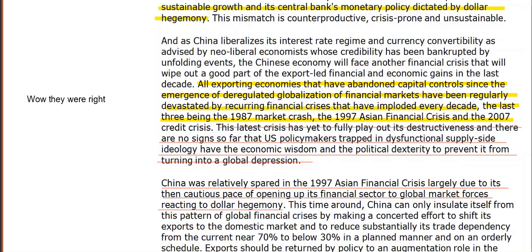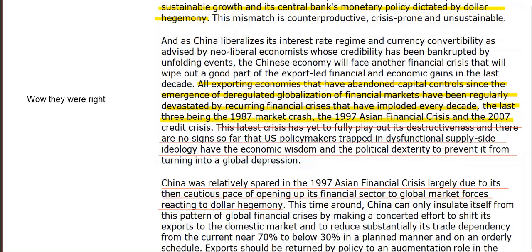All exporting economies that have abandoned capital control since the emergence of deregulated globalization of financial markets have been regularly devastated by recurring financial crises that have imploded every decade. The last being in the 1987 market crash, the 1997 Asian financial crisis, and the 2007 credit crisis. In other words, since you delinked the dollar from gold, that's what they're saying. Capital controls.